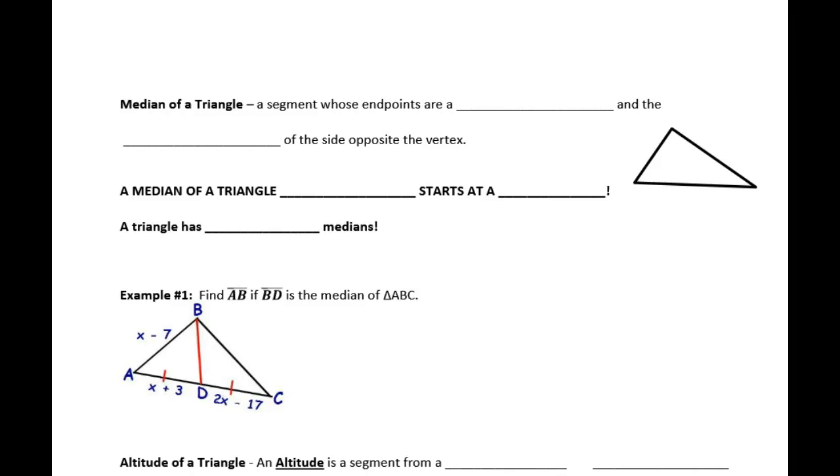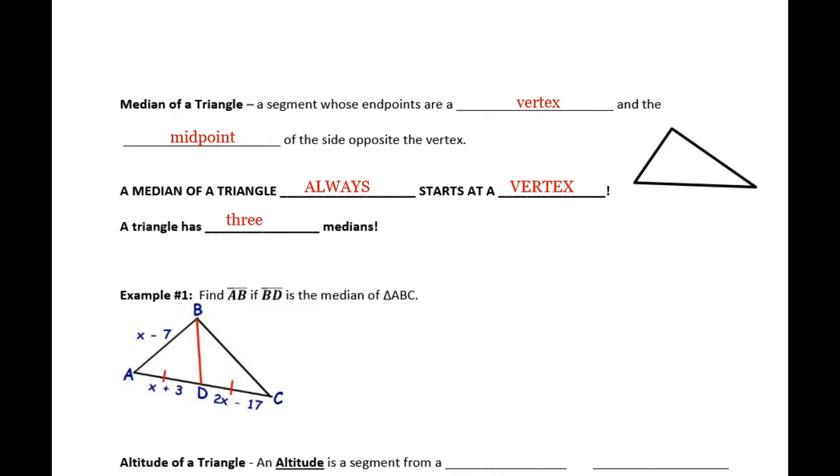Alright, the median of a triangle is a segment whose endpoints are a vertex and the midpoint of the side opposite the vertex. The medians of a triangle always start at a vertex, and every triangle has 3 of them.